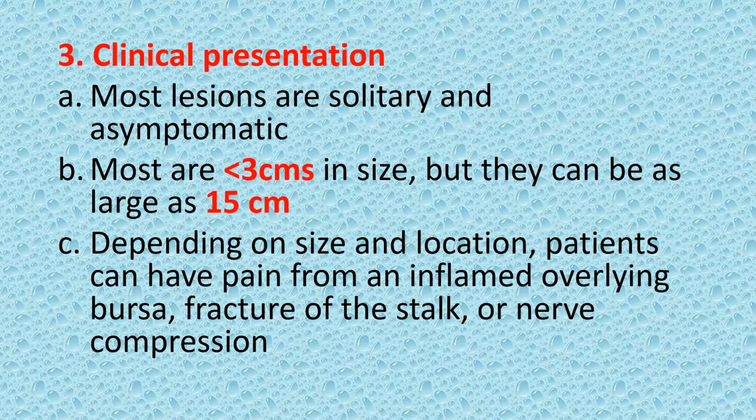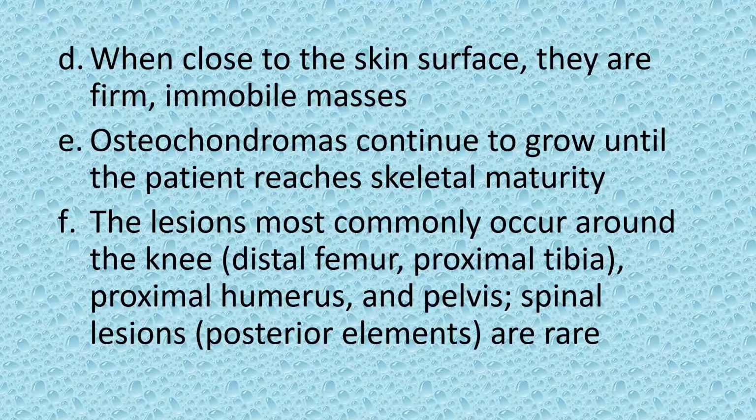So you have to pay attention to these lesions. Pain can come from an inflamed overlying bursa, fracture of the stalk, I've seen a few cases, or nerve compression. Please don't forget these fine statements. When close to the skin surface, they are firm, immobile masses. When we say a mass in a muscle, is it mobile or not? We like to see whether it's attached to bone.